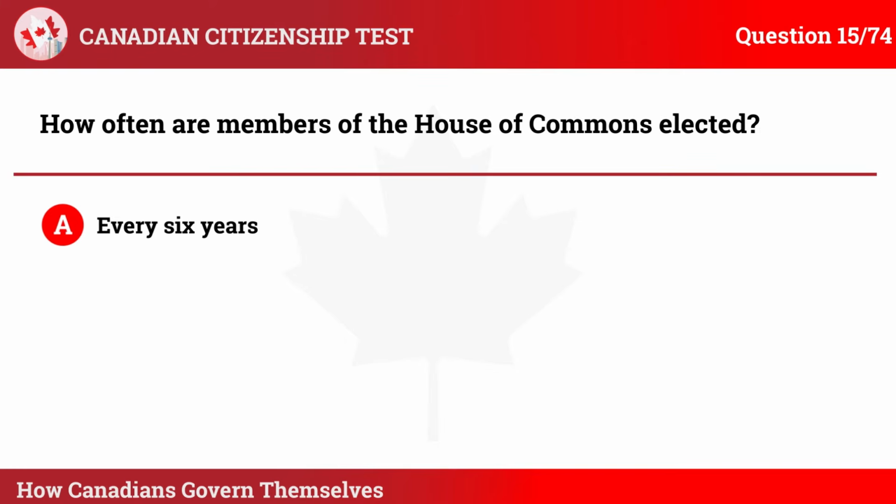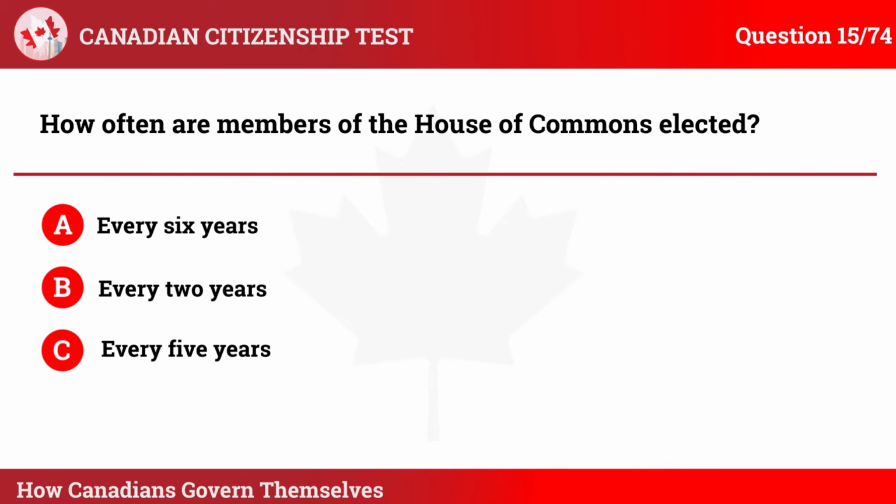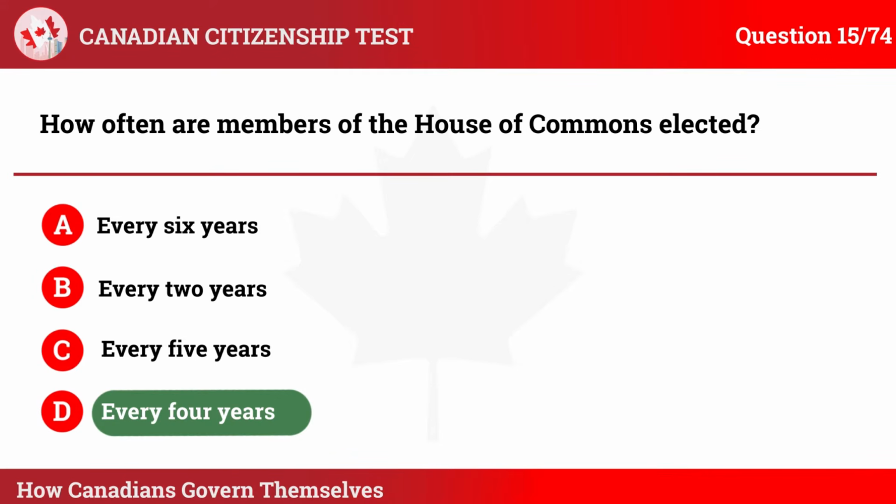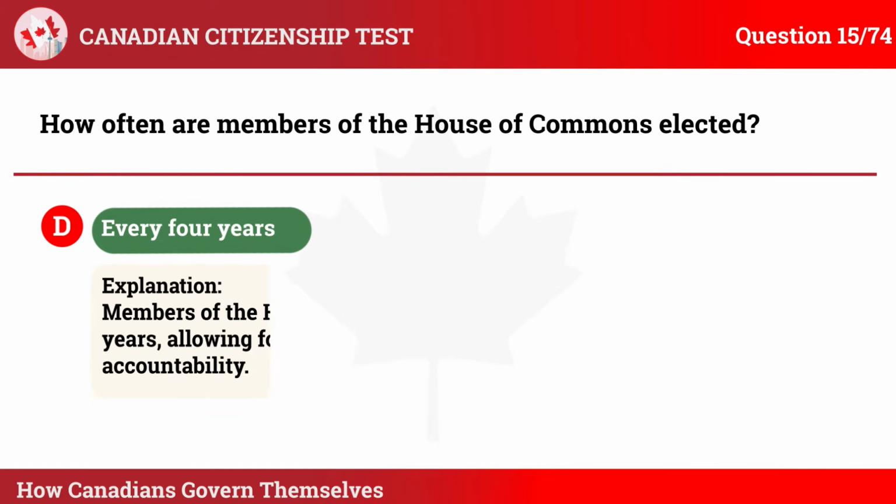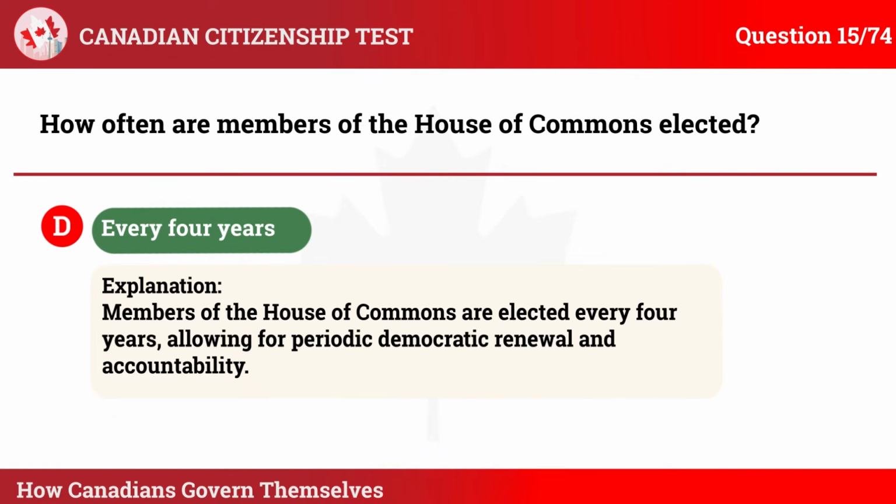A. Every 6 years. B. Every 2 years. C. Every 5 years. D. Every 4 years. The correct answer is D. Every 4 years. Explanation: Members of the House of Commons are elected every 5 years, allowing for periodic democratic renewal and accountability.